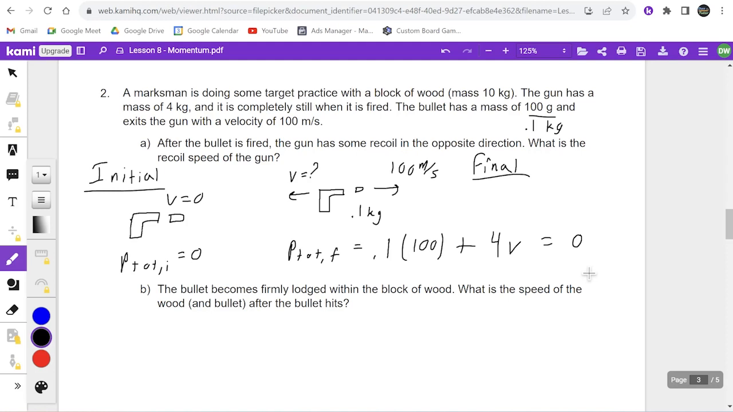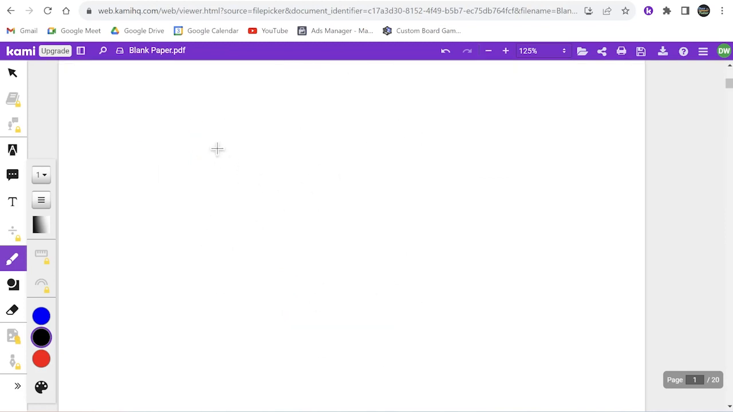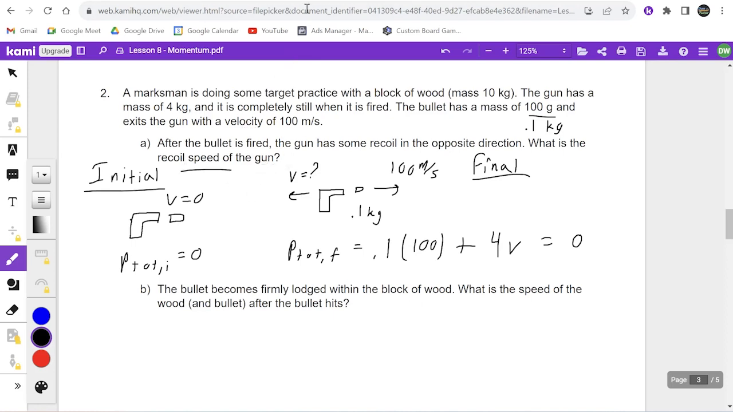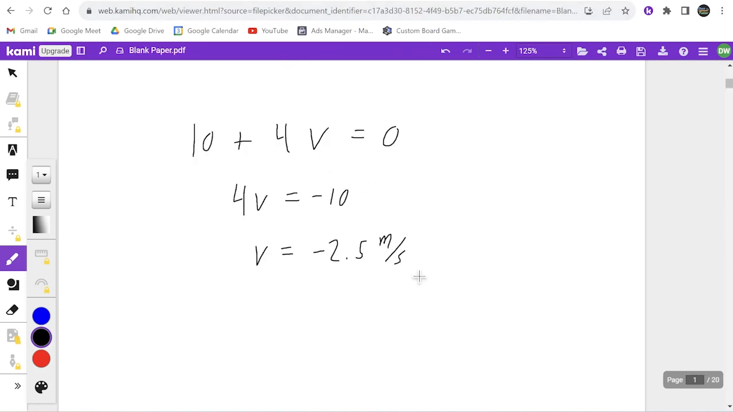So now this part isn't too bad at all. You just do 0.1 times 100. You'll get 10. And then plus the mass of the gun is 4 times v, and that equals 0. So then subtract 10 from both sides. 4v equals negative 10. And v is going to be negative 2.5 meters per second. Like I said, it was going to the left. Now you got to be careful. Don't circle negative 2.5 as your final answer. Why not? Because I asked for the speed, and speed is always a positive number. Speed is just the magnitude, no direction. So in other words, just say 2.5 meters per second, circle it, and now you're good.